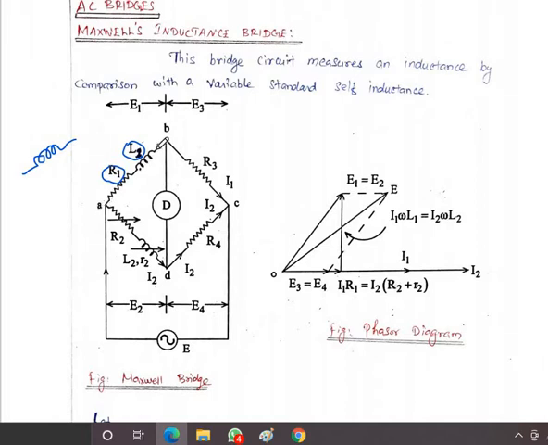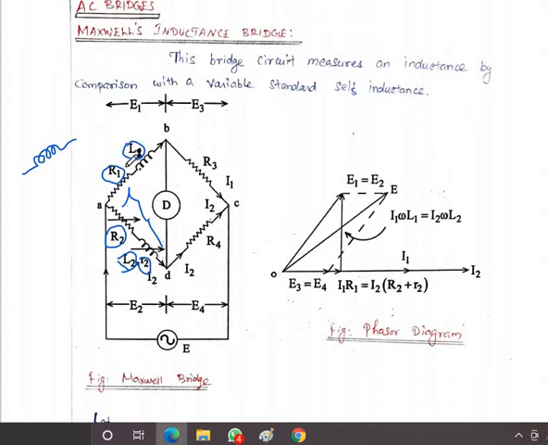This is connected across arm AB, and in arm AD we connect the known resistance and inductance. L2 is the known inductance value, and R2 is a known resistance. Both are variable. Why are these two components variable? If the bridge is not balanced, we can adjust the resistance as well as the inductance to balance the circuit. Small r2 is the internal resistance of L2.